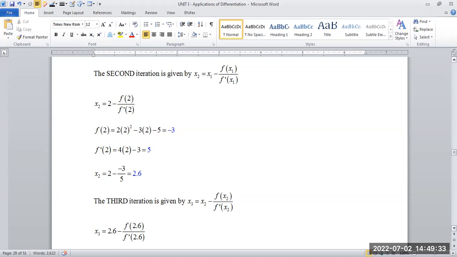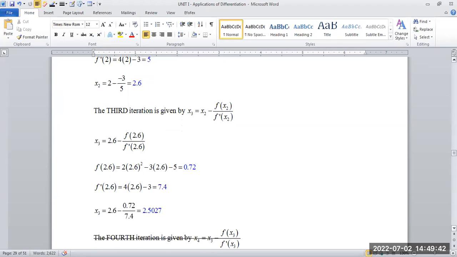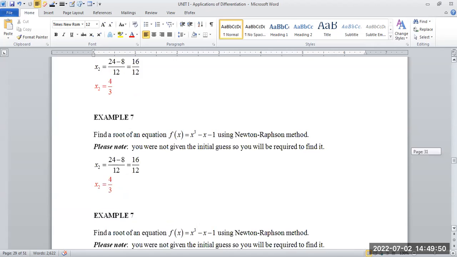2.503 for which one? For the final, for the third iteration? It said two decimal places and I said do one more. Yeah, true, it's two decimal places. So you would get 2.50. Yeah, the answer is 2.50.